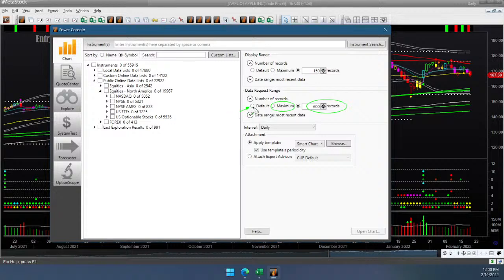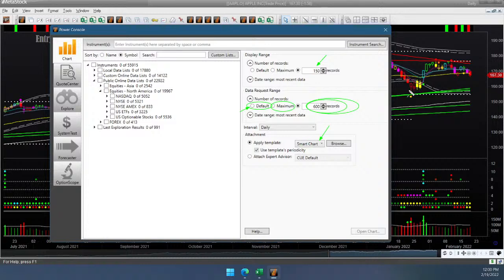Default is 1000 something. Again, it's not easy to remember what is the default. So I have set it to 600 for all the ready-made Q templates. So it is loading 600 days of data but displaying 150. And we are opening using Smart Chart, which will open using the default template, which is the Q default template, the daily template.